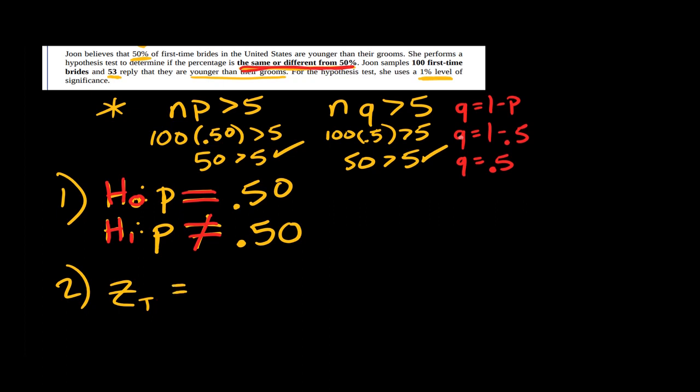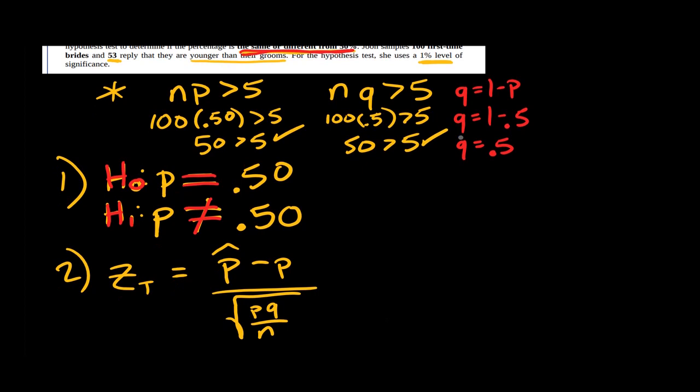For proportion, the formula is p hat minus p divided by the square root of p times q divided by n. Okay, so now I just need to identify what each of these things are. So what is p hat? Let's start with p hat. P hat is your sample proportion.